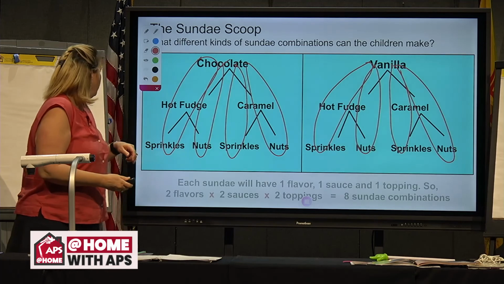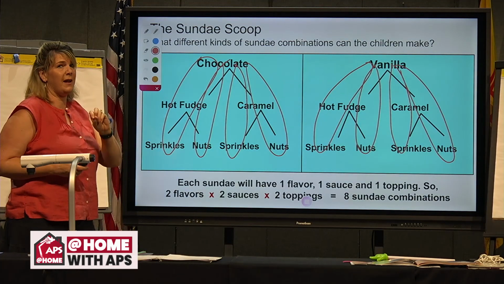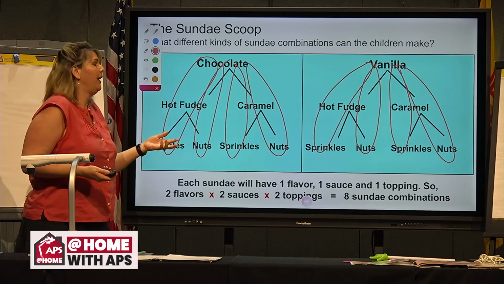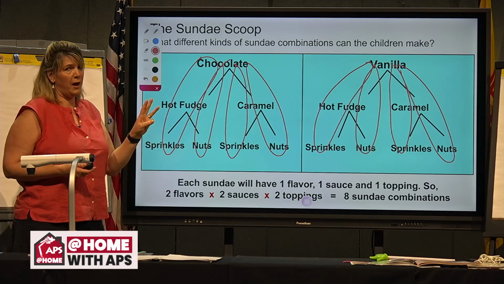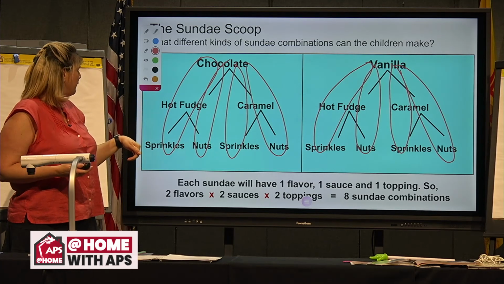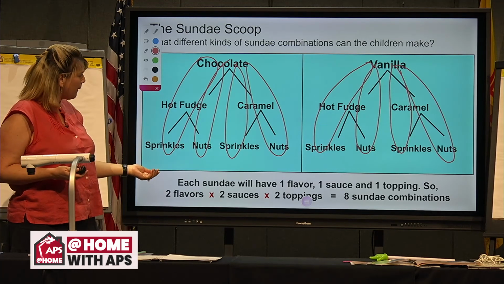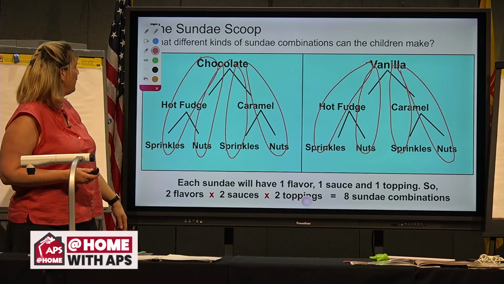So given each sundae has to have 1 flavor, I know Miss Gaudette asked that. She wanted to have 2 toppings on hers. Each one has to have 1 flavor, 1 sauce, and 1 topping to be the sundae, right? That's what they're going to be giving out. So 2 flavors times 2 sauces times 2 toppings is going to give us 8 different combinations. You can see them all there, right?